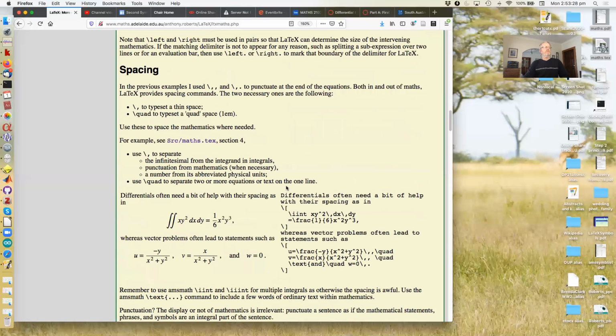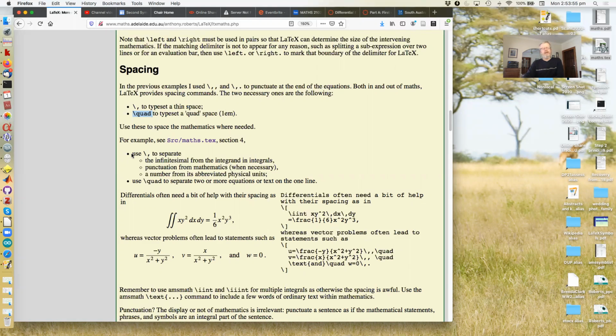Okay, so there's lots of spacing commands. How to keep it simple for you? Well, the simple reason is just use two in maths. \, typesets a thin space. \quad typesets a quad space, which is 1 em wide, the width of a capital M.